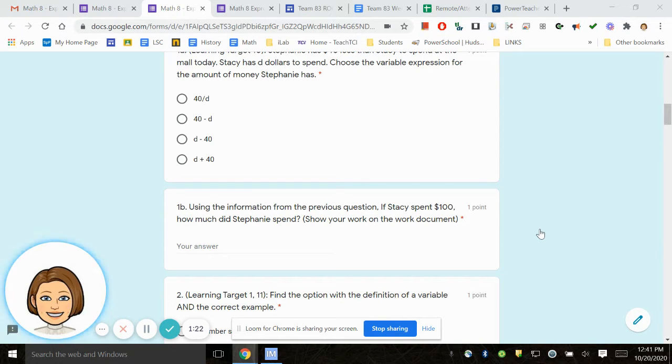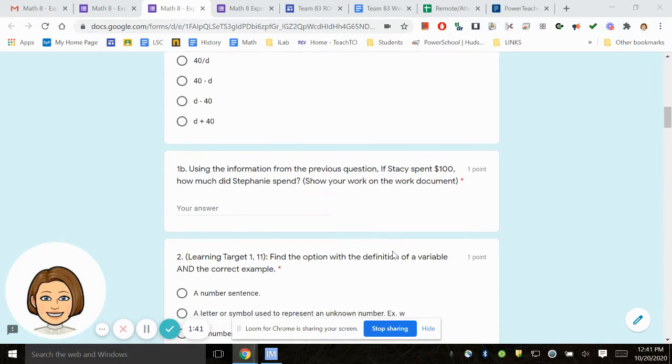Number 1B. Using the information from the previous question, if Stacy spent $100, how much did Stephanie spend? Make sure you show your work on the work document. As you're typing your answer, do not forget the $ sign, your label.